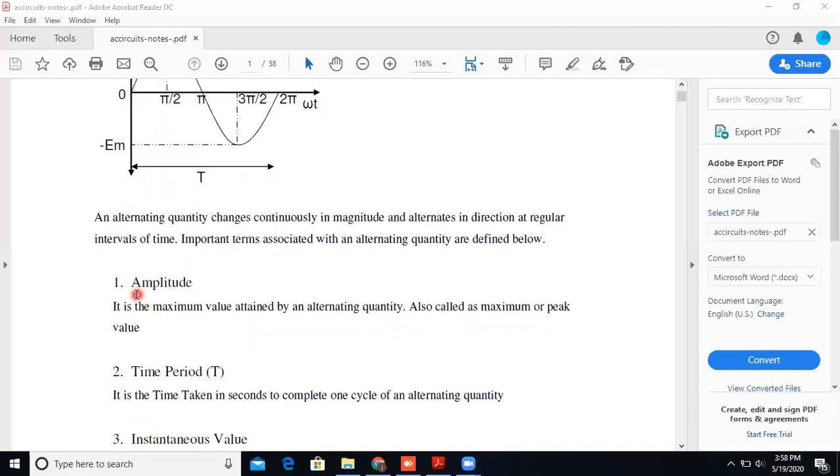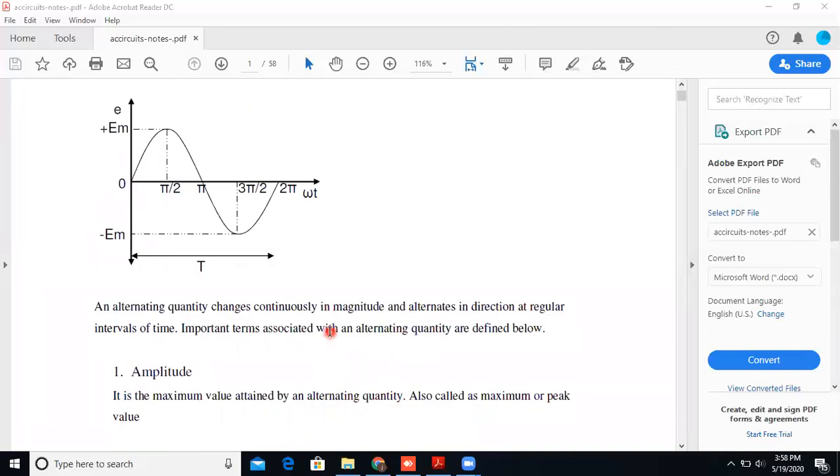One is amplitude. It is the maximum value attained by an alternating quantity, also called the maximum value or peak value. It is the maximum value of an alternating quantity, either voltage or current. So plus Em or minus Em is called the amplitude.